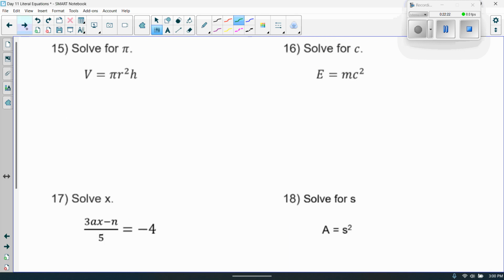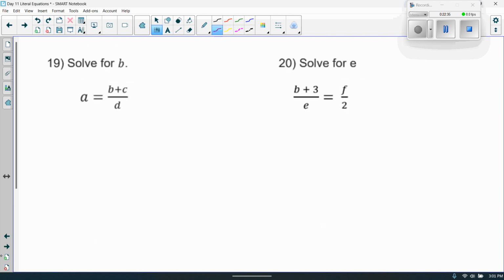Okay. Solve for pi? It's a weird one to solve for because it's not a variable. That's weird. Can't say I've ever seen that before. But we're going to do it anyway. Usually it says solve for r or solve for h.